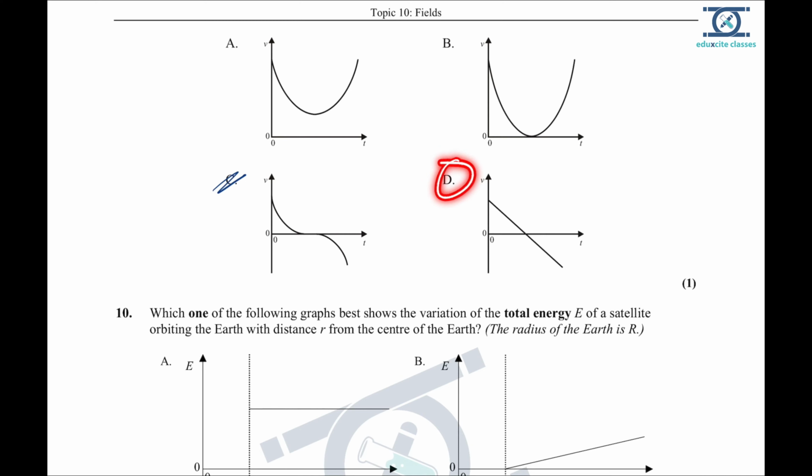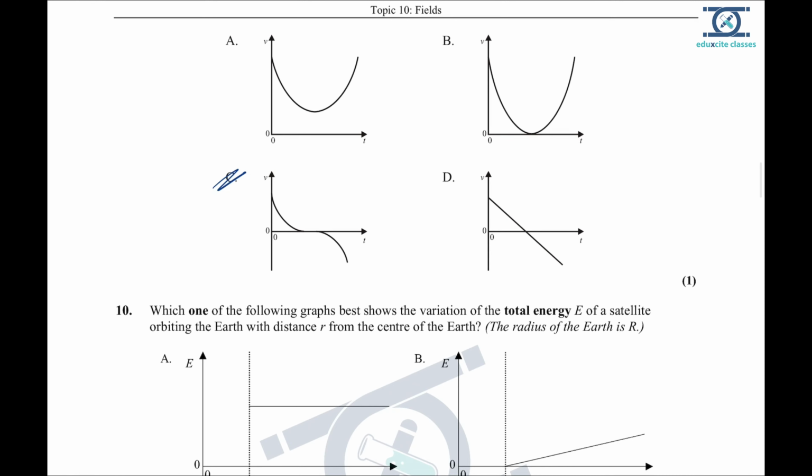Even though you can select option D also, the only condition for D is that we have to assume there are no resistive forces acting, that is, the atmosphere of the planet or something like that. But I think option C will be the most appropriate one.